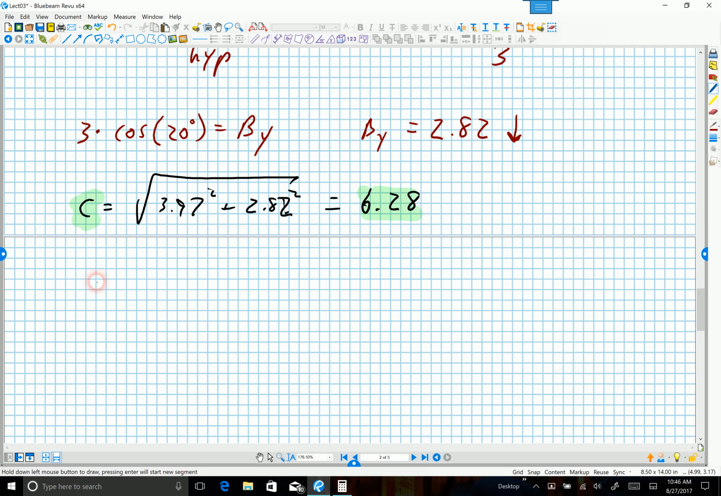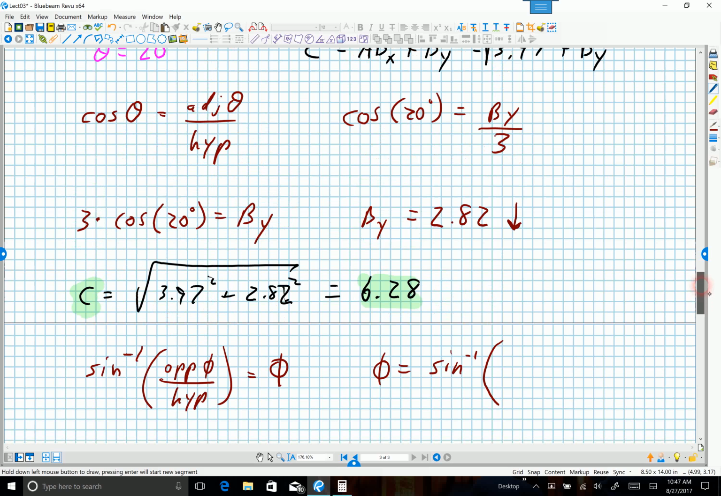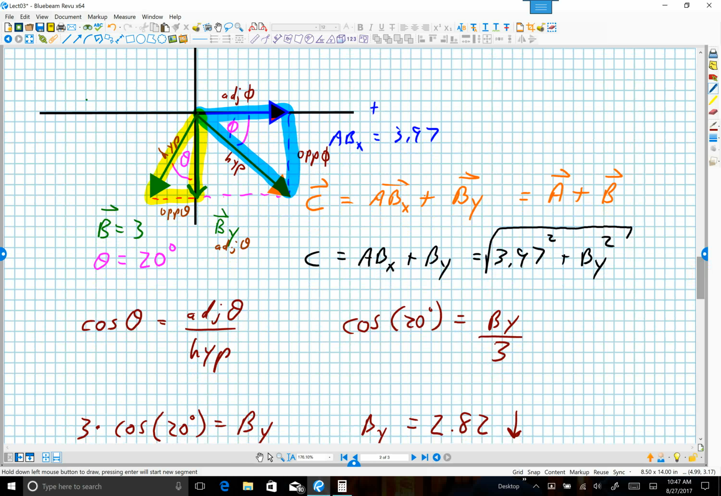Let's do inverse sine. Inverse sine, and that's going to be opposite phi divided by hypotenuse equals phi. So phi will equal the inverse sine of the opposite of phi. Let's go up to the diagram and see what that is. The opposite of phi is this side right here.